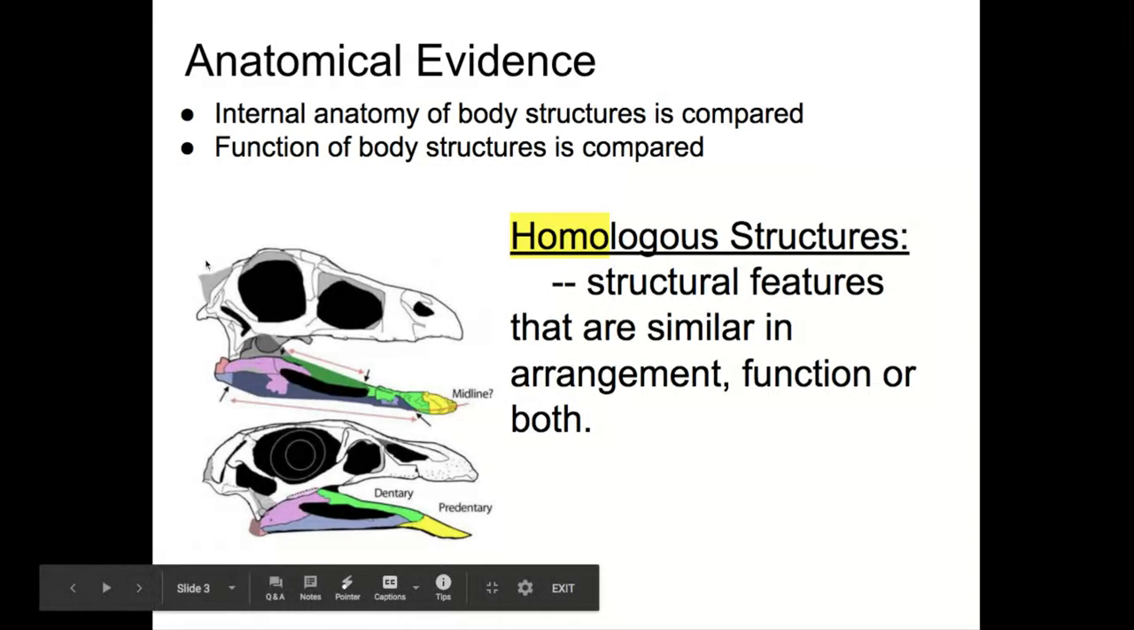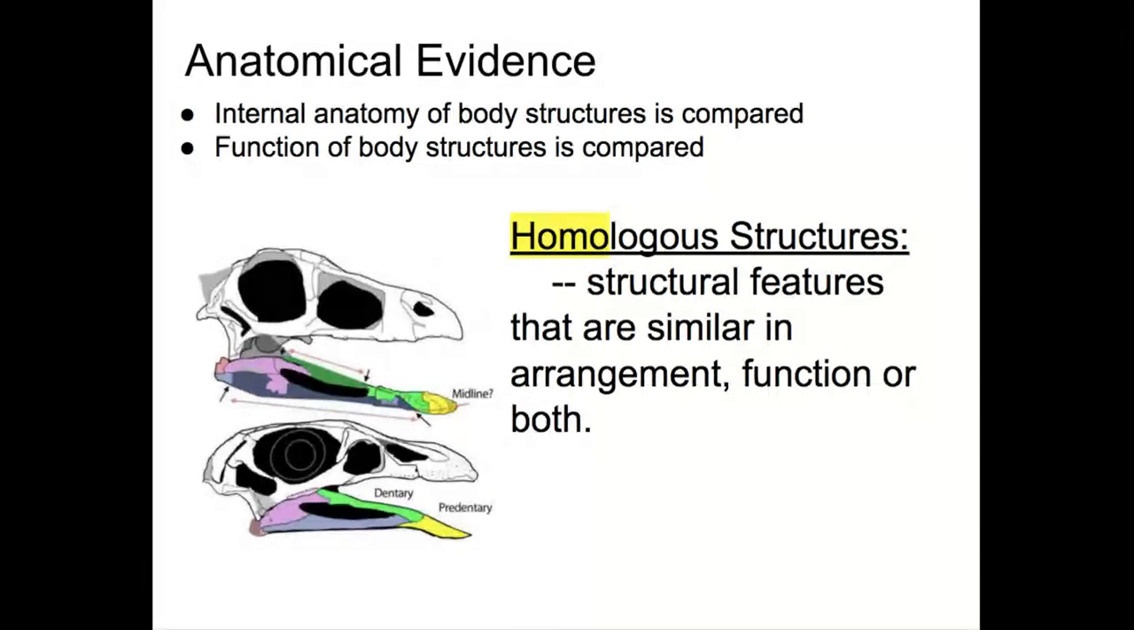So if you would look at these two skulls right here, you'll see that the homologous structures, some of them are colored. And so this yellow bone at the end of the jaw and this yellow bone at the end of the jaw are similar in structure and definitely similar in arrangement where they exist in the skull. And also the green ones are homologous to one another, and the purple is homologous to the other purple. And so those are structures in an organism that are similar.